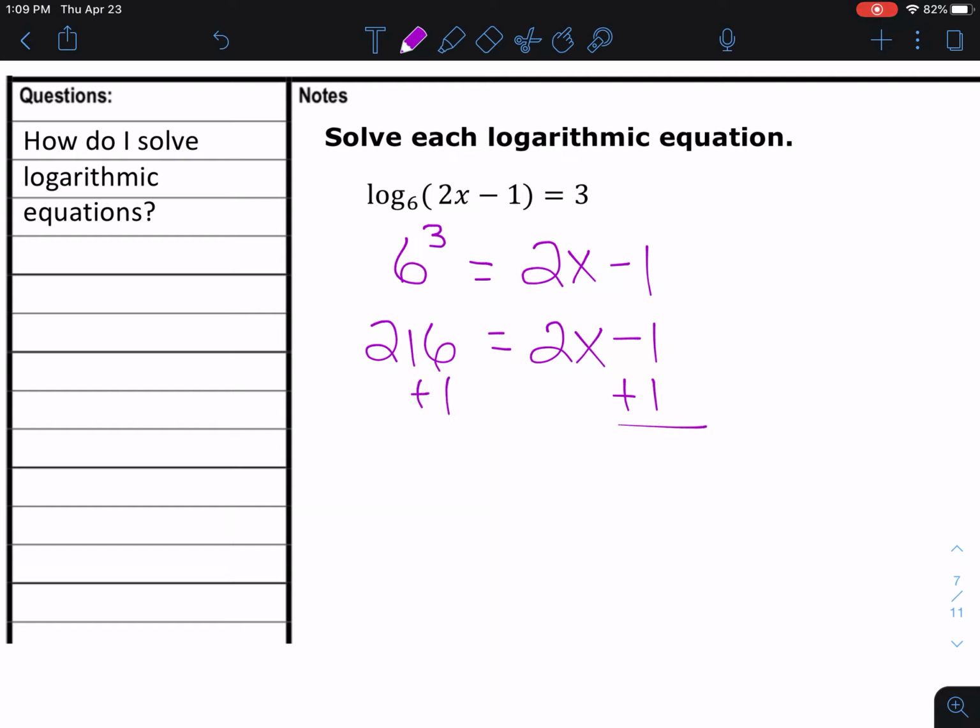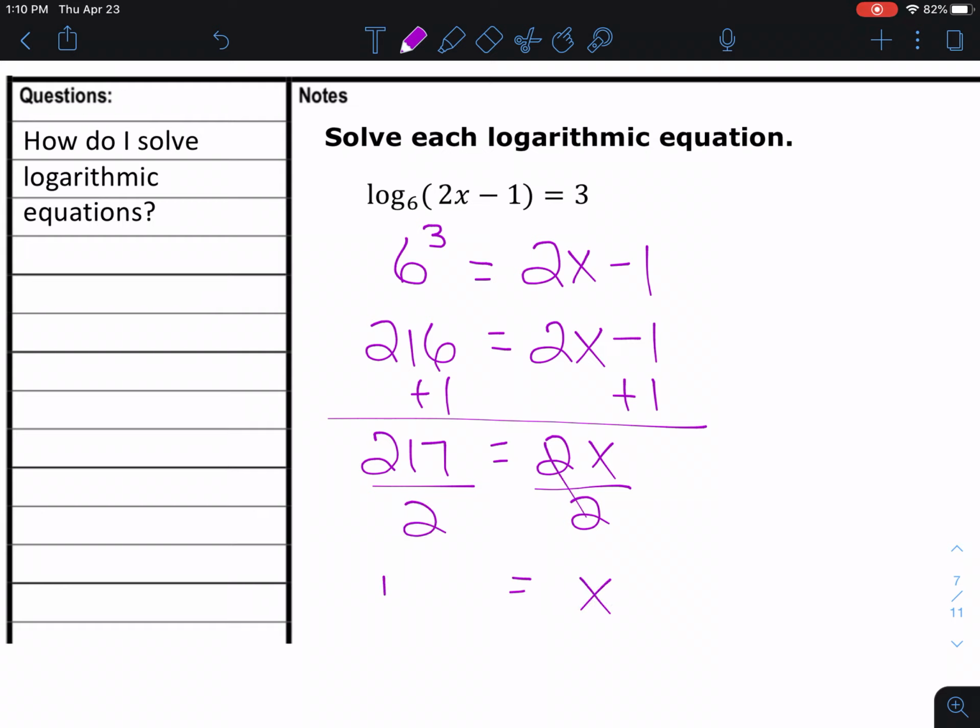This harkens back to your algebra days. So then we would take 217 divided by 2 on both sides. So here you can see we get 108.5 if we do that. Okay, so we just solved our first logarithmic equation. So that's one of the more basic ones where you don't have to do anything beforehand.